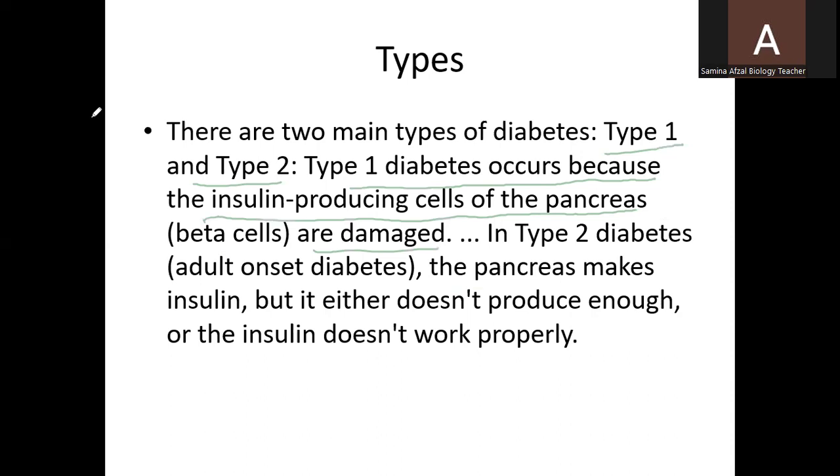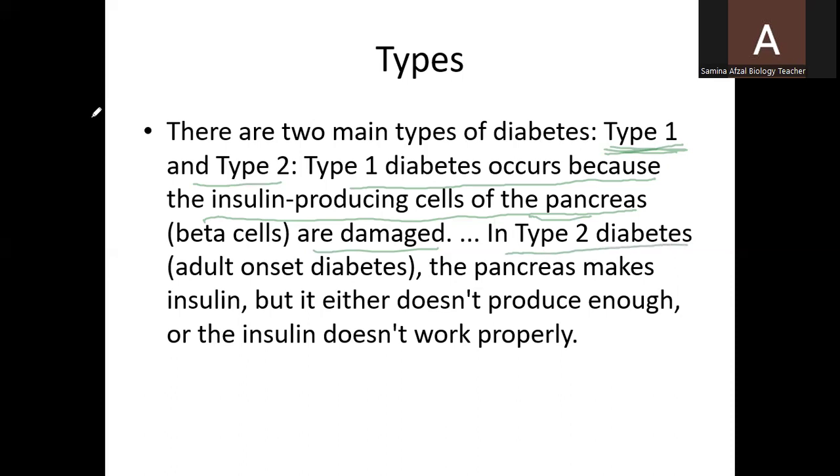So in type 1, insulin is not produced by the pancreas, or if it is secreted by the pancreas, its concentration is very low, due to which the body suffers with an increase in the concentration of sugar in the blood.